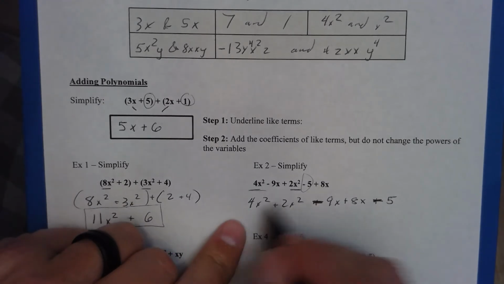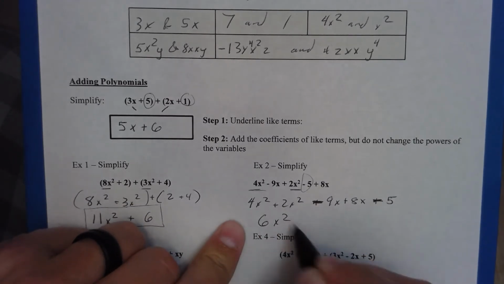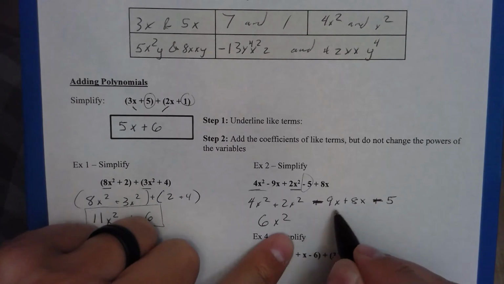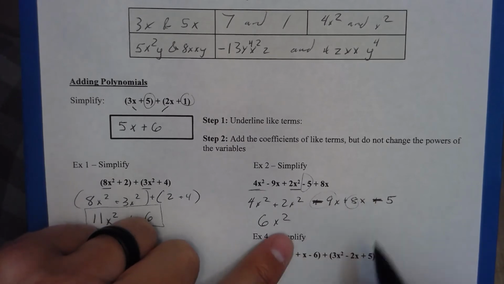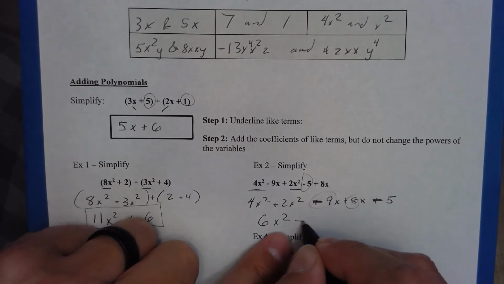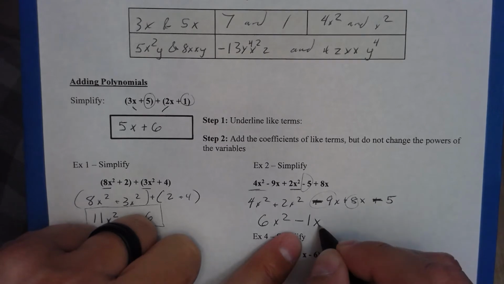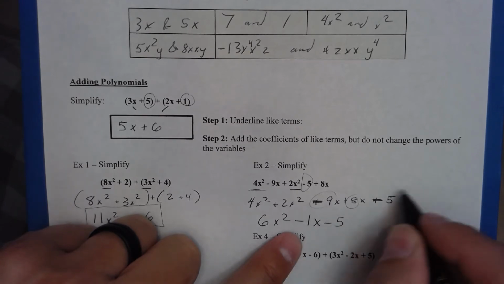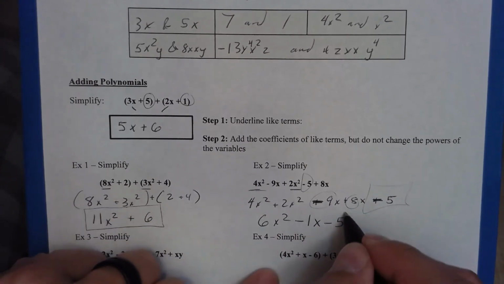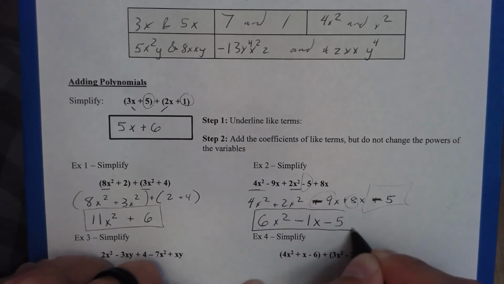So we put together these like terms. I get 6x squared, a minus 9x, and an 8x. Again, if you can't do that, take your coefficients and use a calculator. You'll find that's -1x or -x. Either one's acceptable. And then the only thing that's left is this minus 5. So there is your answer with that one.